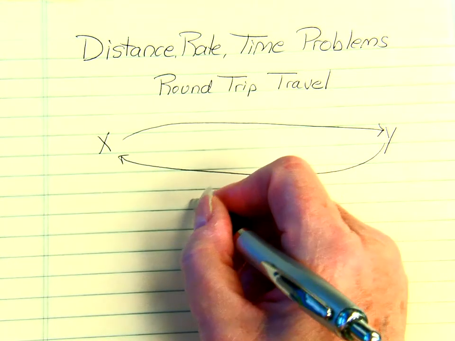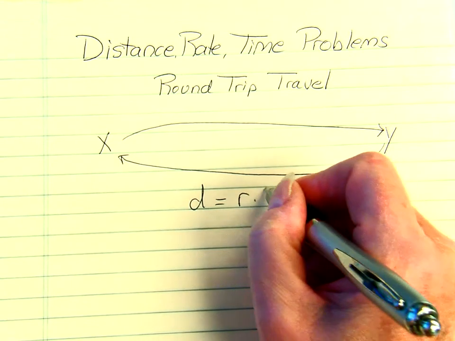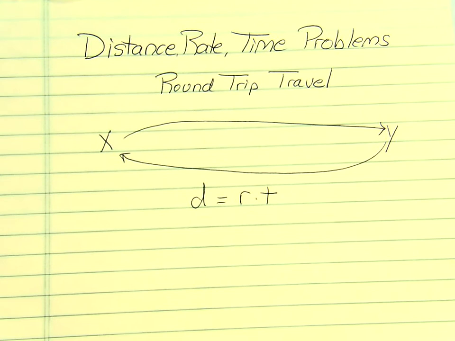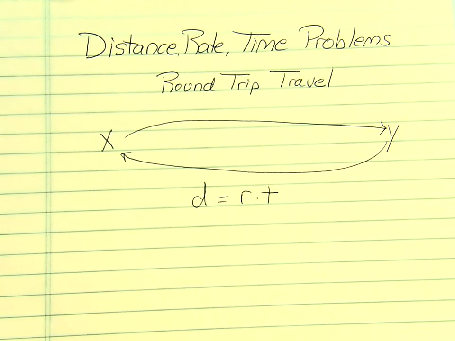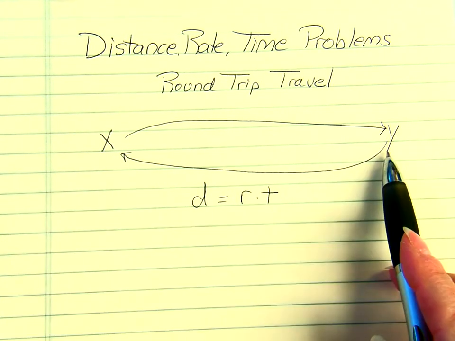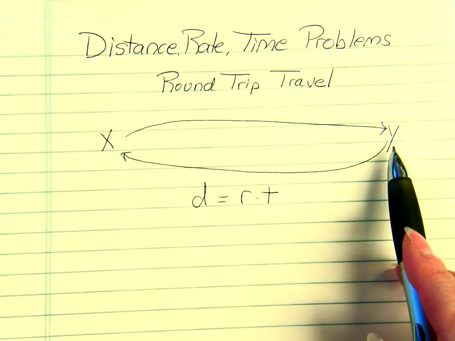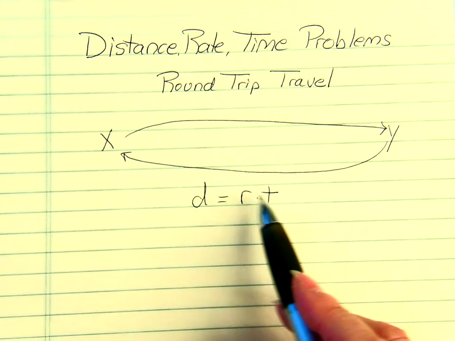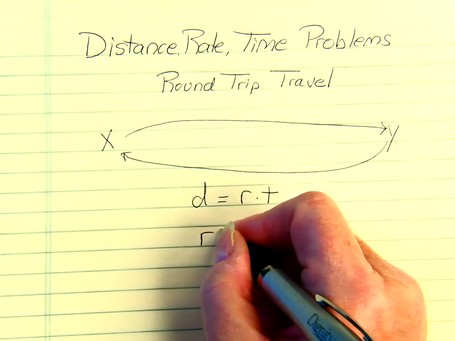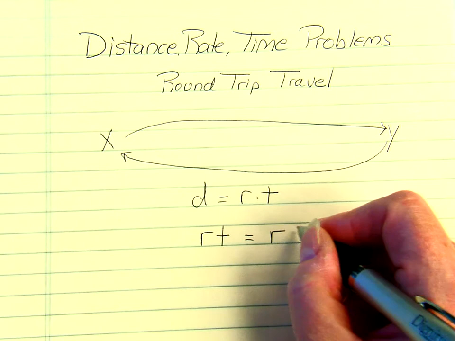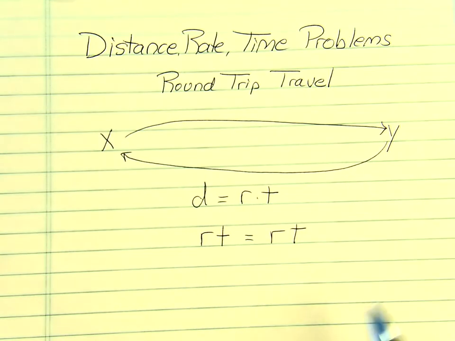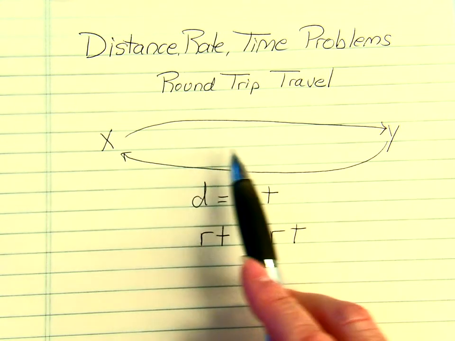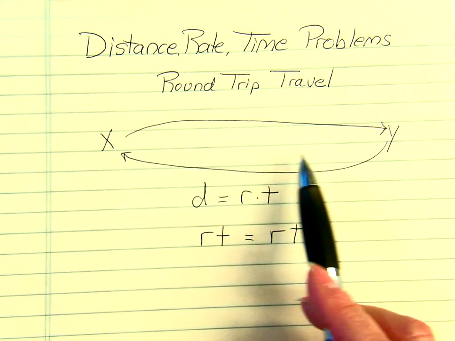We are still talking about distance equals rate times time. Okay, now when we look at our round trip travel, of course, the distance from X to Y is going to be the same as the distance from Y to X. So once again, distance equals distance, so we're going to be looking at rate times time equaling the rate times the time. Okay, now we know in reality that a lot of things can change when we go from X to Y and Y to X.